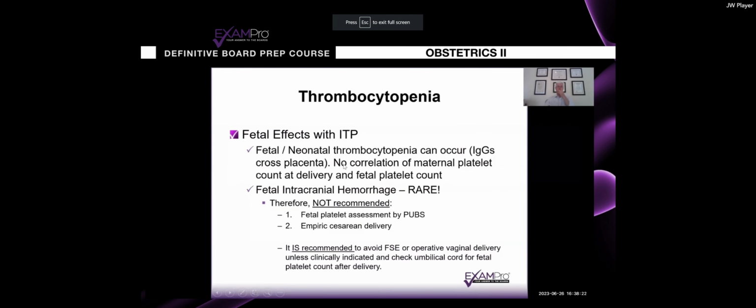So again, just reiterating, it is extremely rare in people with ITP to have any fetal assessment. So you do not have to actually do any fetal testing. You certainly don't do PUBS and look at the fetal platelet counts as well.